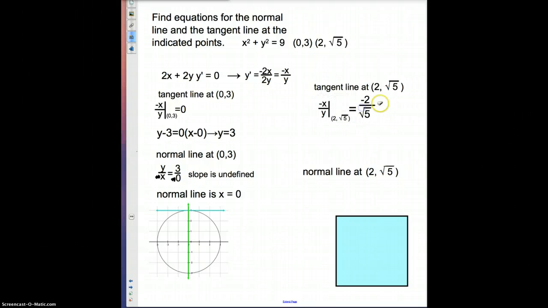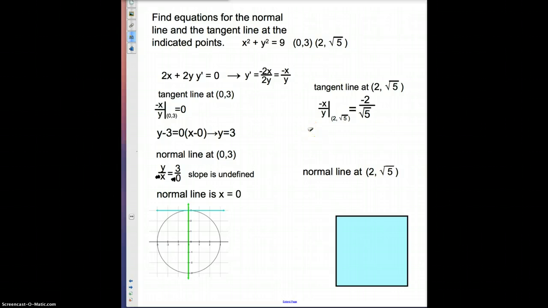And you plug that in, you plug in 2 for x and square root of 5 for y, and you get negative 2 over the square root of 5. You don't have to rationalize that, but you can. So if you wanted to multiply by the square root of 5 over the square root of 5 on the top and the bottom, you could. But you don't need to.